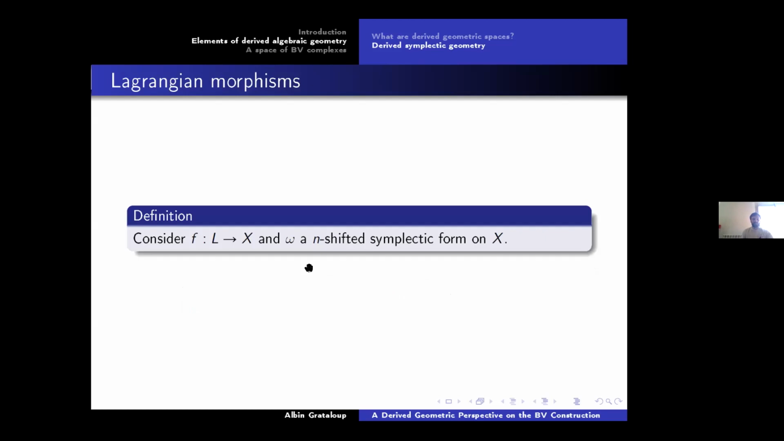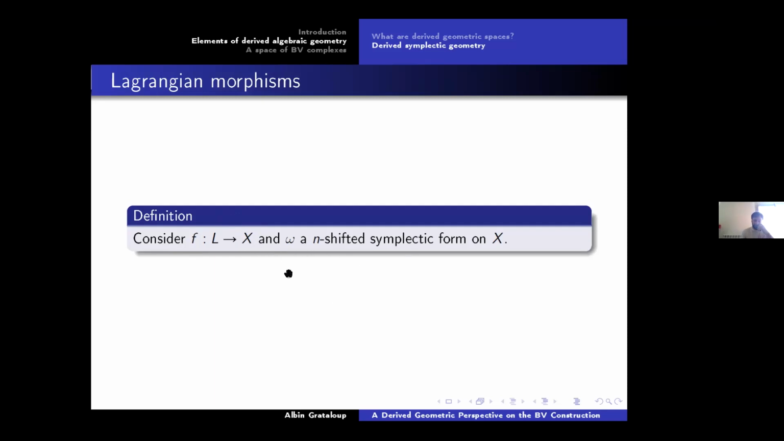Now I'm going to go towards Lagrangians. Instead of having a Lagrangian as a subvariety, I'm going to speak about a Lagrangian for any morphism from L to X. You can think of it as just an embedding, a closed embedding of L into X. And what would it be?